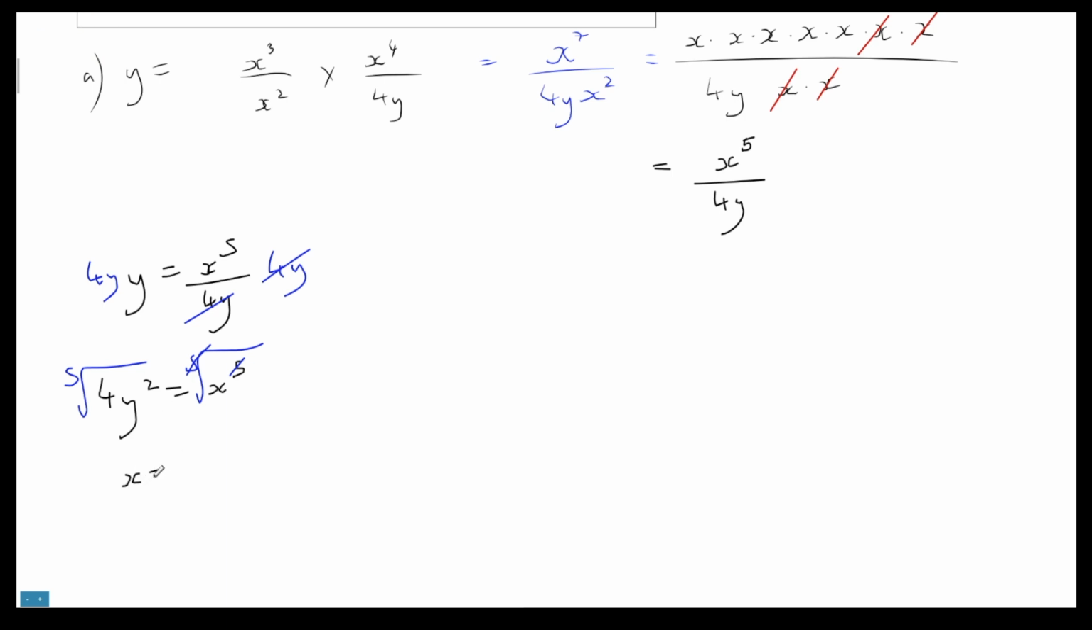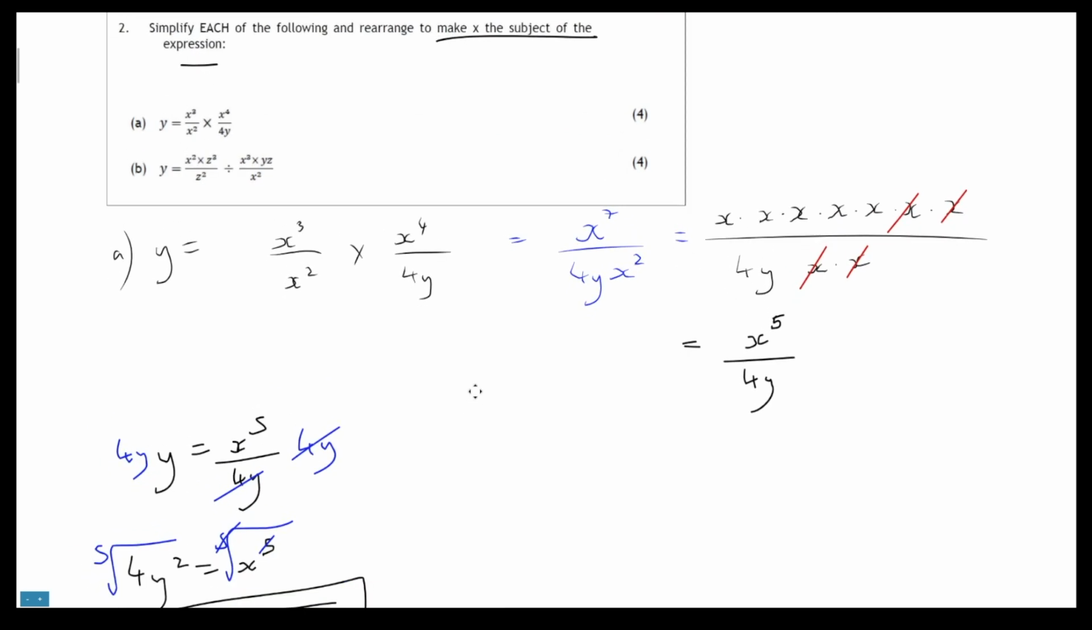Now I've got x is equal to, I'm going to flip it around so it goes the other way just so it looks better. Don't have to. That's the final answer. x is equal to the 5th root of this thing. Let's put a box around it for the final answer. So that was part A. Let's have a look at part B.